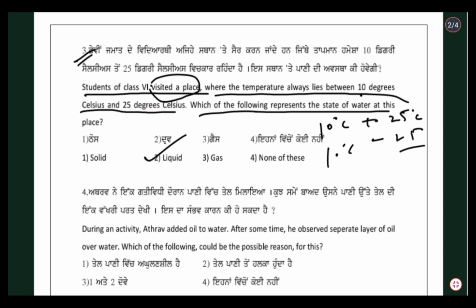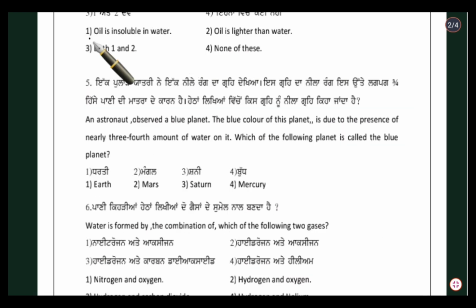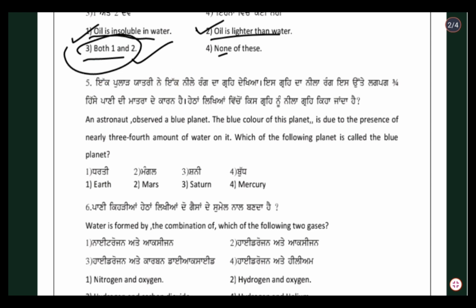Question number 4 is, during an activity Atharv added oil to the water, and after some time he observed a separate layer of oil over the water. Which of the following could be the possible reason for this? So after going through the options, I think this may be the reason and this also is the reason, right? So the option number 2 is the perfect and appropriate answer for this question, right? So both 1 and 2.